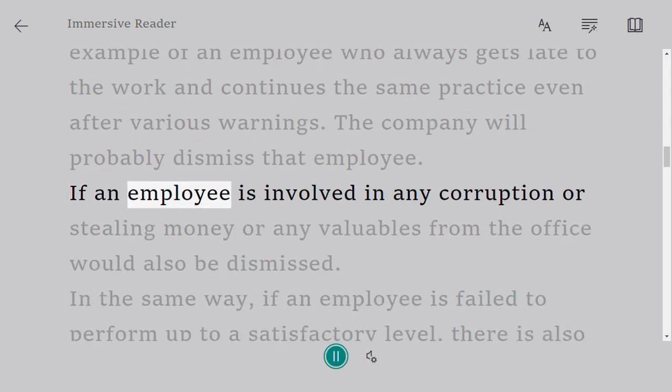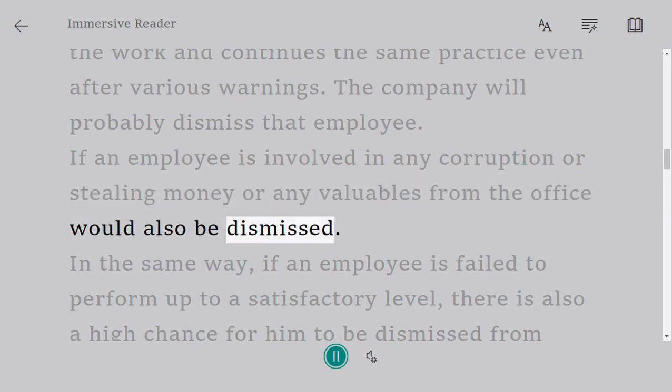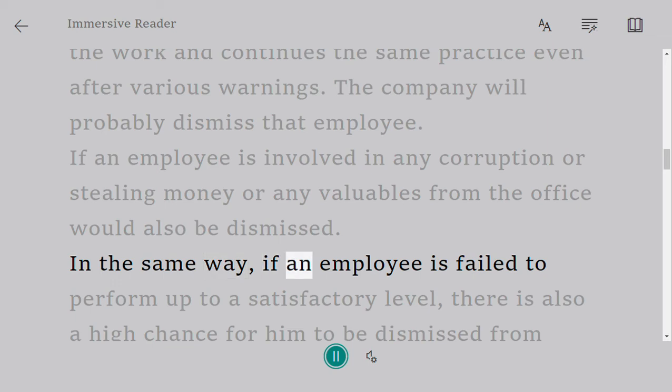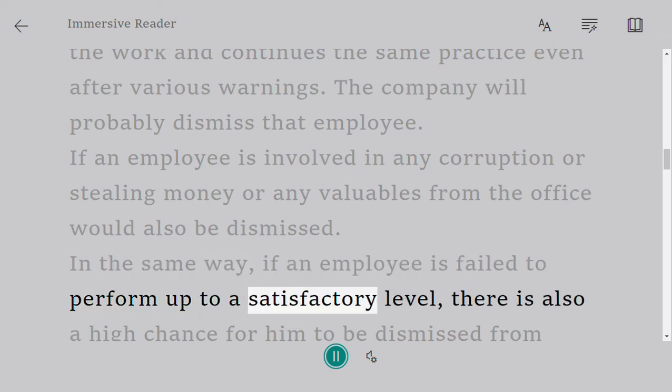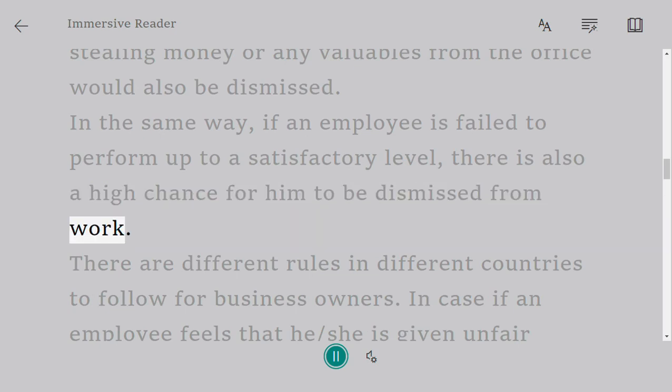If an employee is involved in any corruption or stealing money or any valuables from the office, they would also be dismissed. In the same way, if an employee has failed to perform up to a satisfactory level, there is also a high chance for him to be dismissed from work.